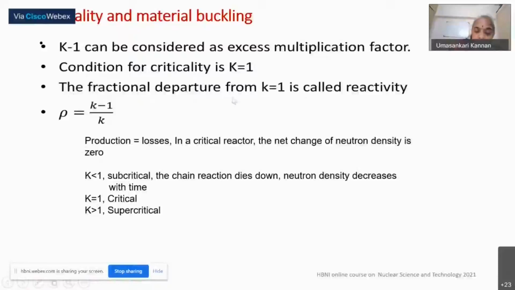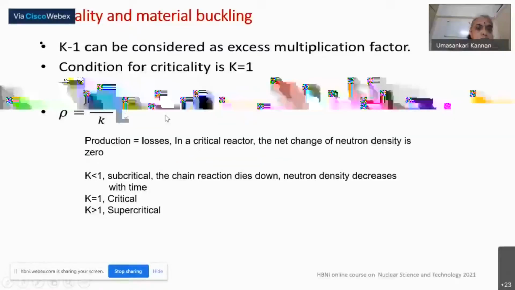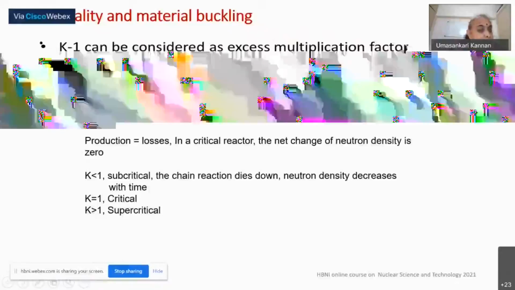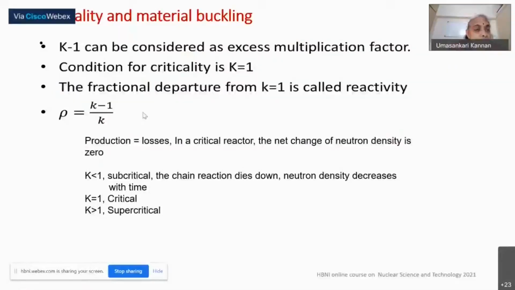Here, the fractional departure from K equal to 1 is called reactivity. So we define a term rho, which is nothing but K minus 1 by K, which is a fractional departure from criticality. So rho in an operating reactor should always be 0, because I told you it's a dynamic equilibrium, K should be maintained at 1, so rho should be 0. There should not be net reactivity in the core. So that means your chain reacting system is balanced and your production and loss mechanisms are balanced.